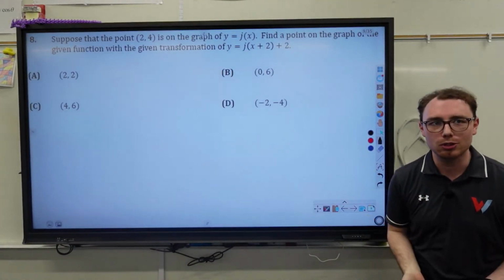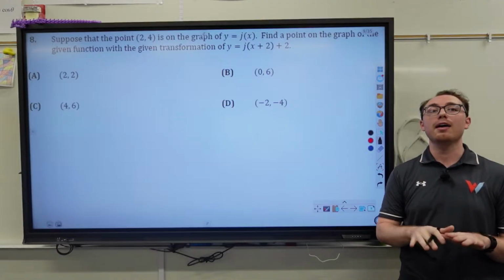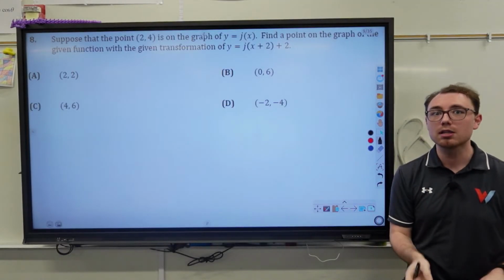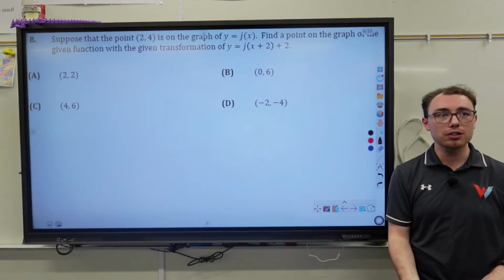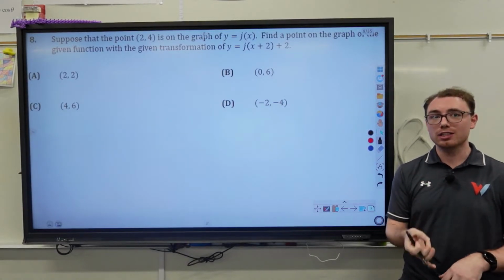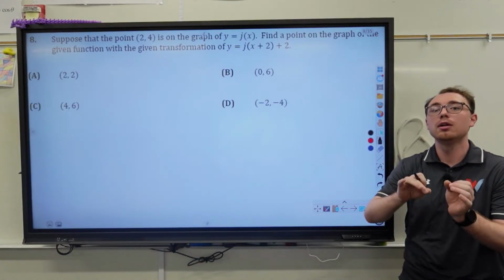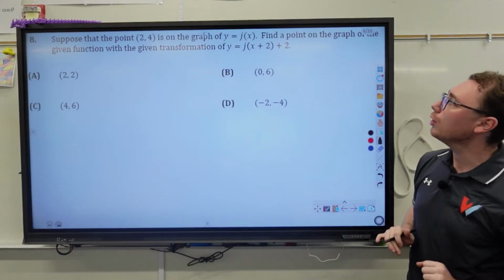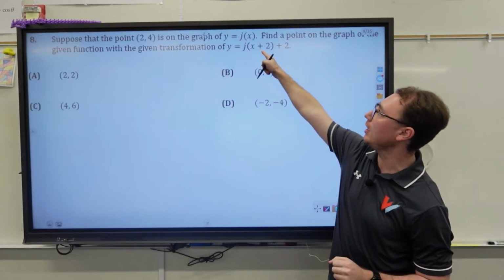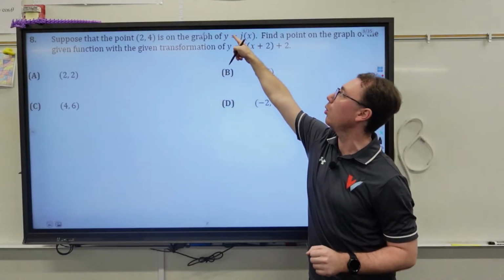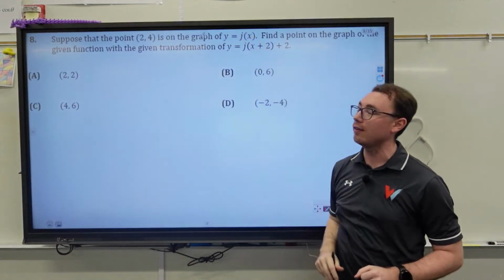Suppose that the point (2, 4) is on the graph of y equals j of x. We're going to find the point on the graph of the function with the given transformation of y equals j of x plus 2, plus 2. So all we're changing in this case is that we're adding 2 to the x value and we're adding 2 to the end result y value of j of x.